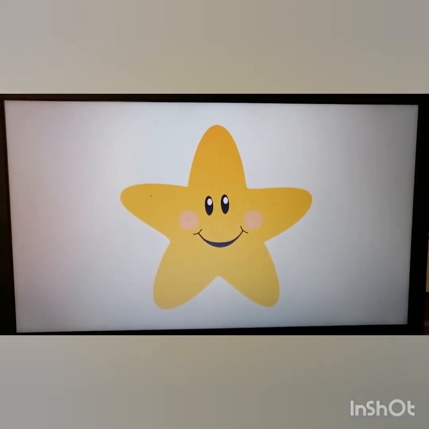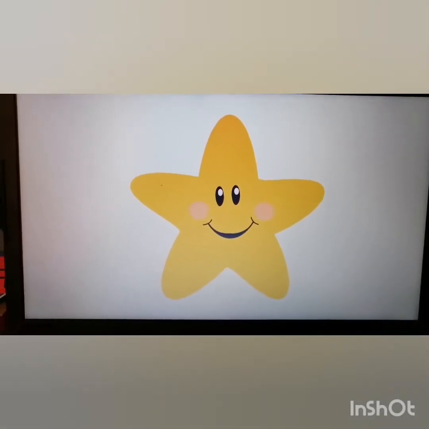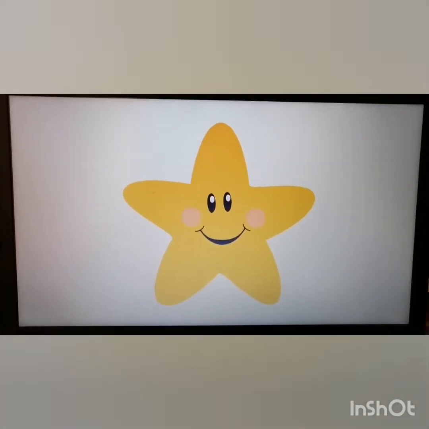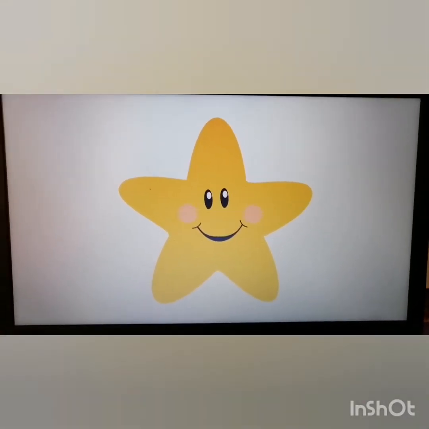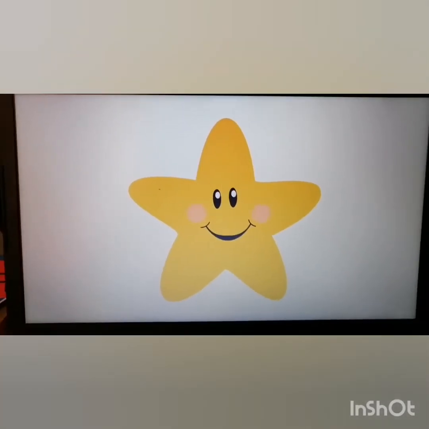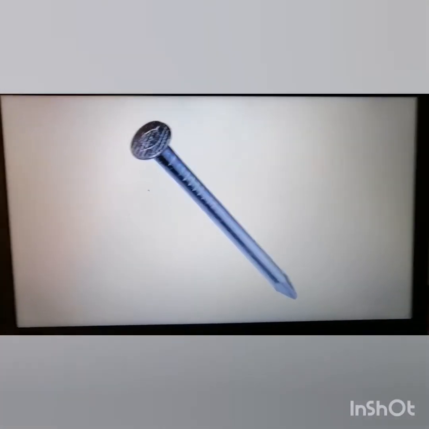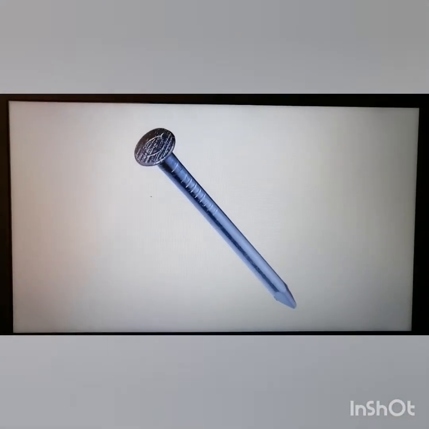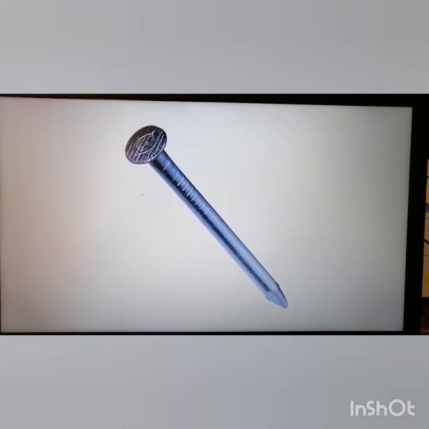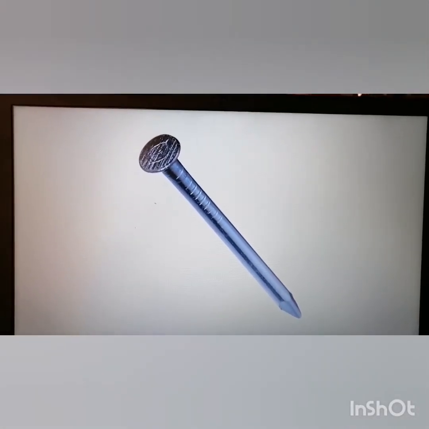This now is a star. Star. Let's say it again. Star. And I'm hearing s at the beginning of that word. And yes, the letter S says s for star. Good job, boys and girls. Here now we have a nail. Nail. I'm hearing n, nail. And we know that the N says n for nail.